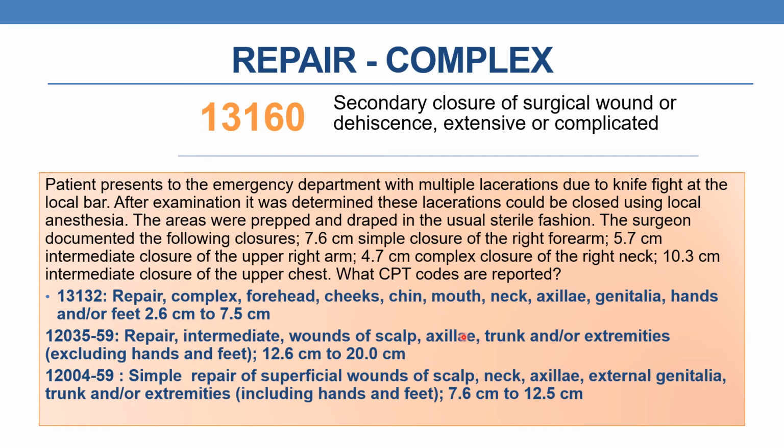Repair intermediate wounds of scalp, axilla, trunk, excluding hands and feet. Here, the code is repair intermediate wound of scalp, axilla, trunk and or extremities. Extremities are included. So here, the first intermediate closure is upper right arm. That comes under extremity. The next intermediate closure is upper chest. That comes under trunk. So those two lacerations, they come under the same code grouping. So you can add them.